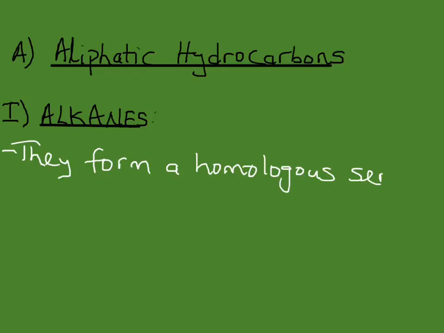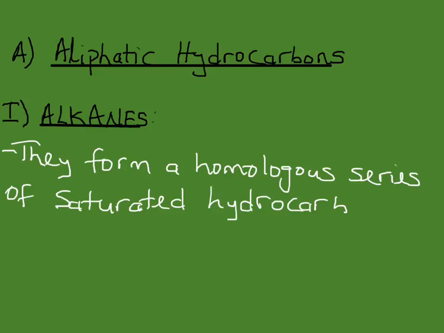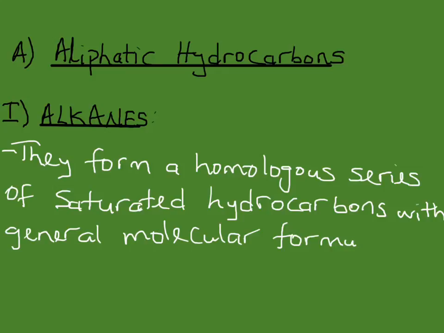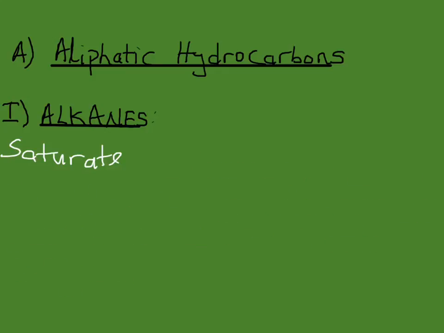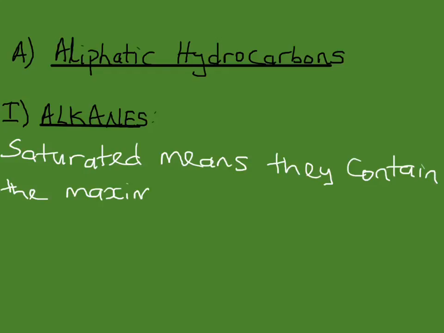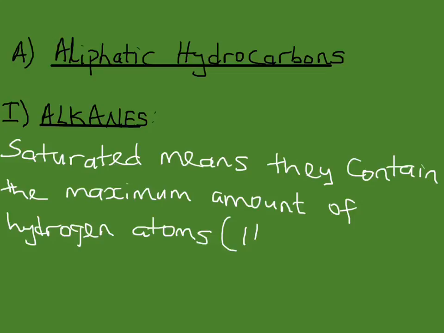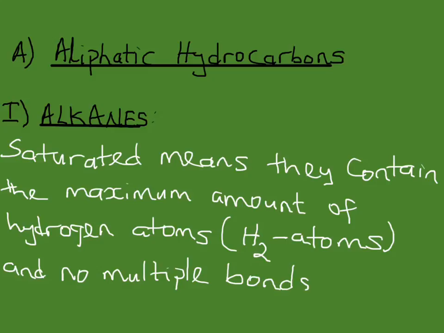Alkanes form a homologous series of saturated hydrocarbons with general molecular formula CnH2n+2. Saturated means they contain the maximum amount of hydrogen atoms and no multiple bonds between carbon atoms.